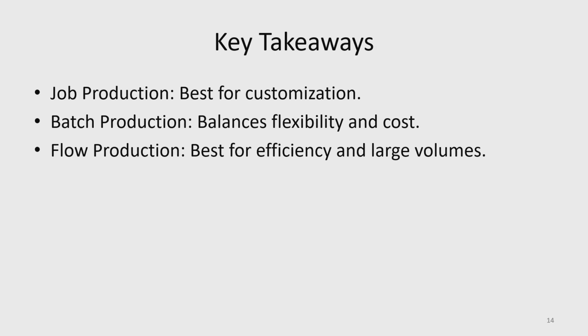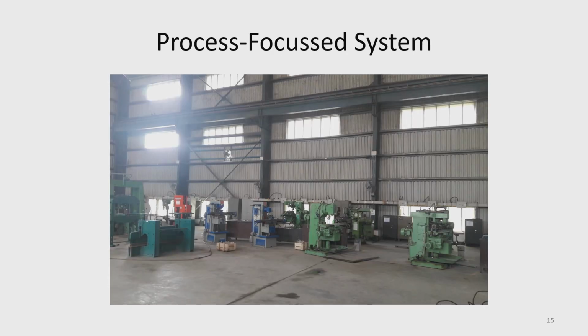So key takeaways are: job production is best for customization, batch production balances flexibility and cost, that means it compromises flexibility somewhat, but the cost is also reduced, and flow production is best for efficiency and large volumes. Volume does not mean special volume, volume means quantity of production.